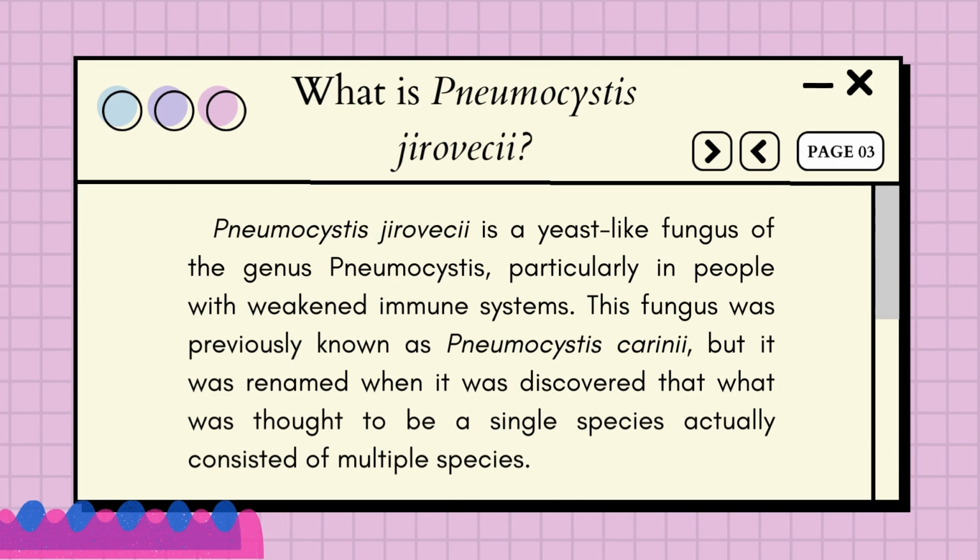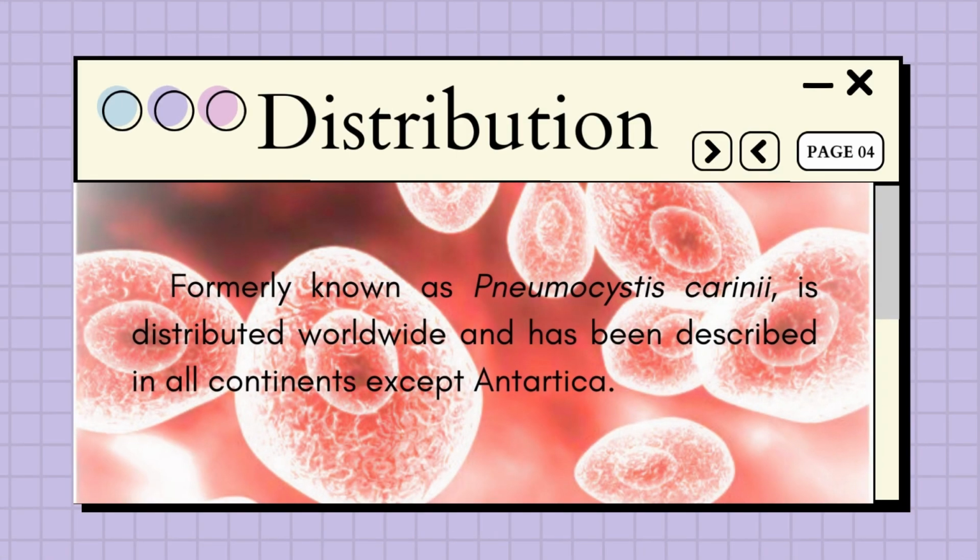It is a yeast-like fungus of the genus Pneumocystis, particularly found in people with weakened immune systems. This fungus was previously known as Pneumocystis carinii, but it was renamed when it was discovered that what was thought to be a single species actually consisted of multiple species. The name was replaced in honor of the Czech parasitologist Otto Jirovec, who described Pneumocystis pneumonia in humans. Next is its distribution.